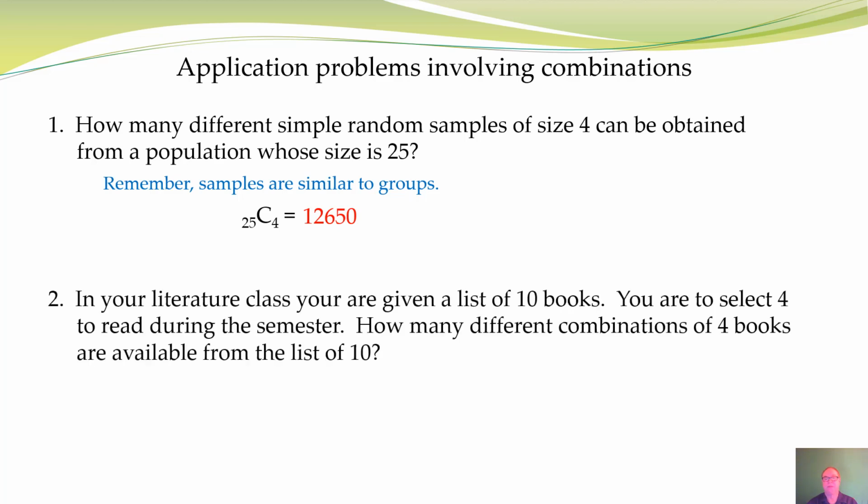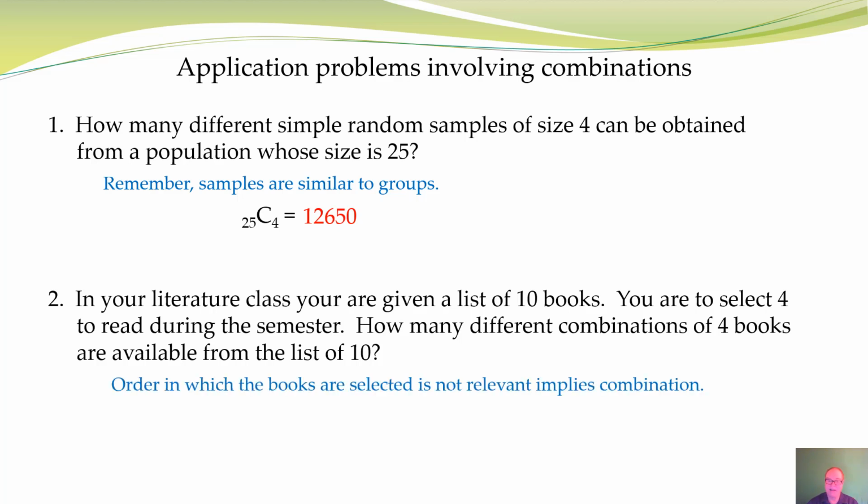Number 2, in your literature class, you are given a list of 10 books. You are to select 4 to read during the semester. How many different combinations of 4 books are available from the list of 10? First, order in which the books are selected is not relevant, implies combination. In other words, it doesn't matter what order you pick the books, you just have to have 4 books. So this is a combination. So this would be 10 combination 4, which would be 210 different combinations of the 4 books.